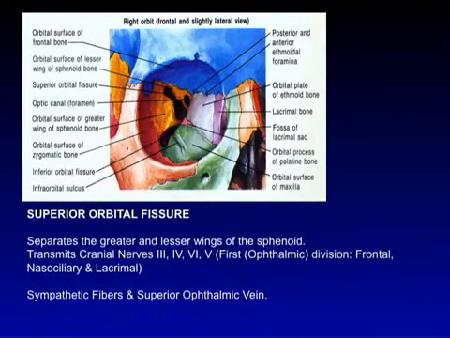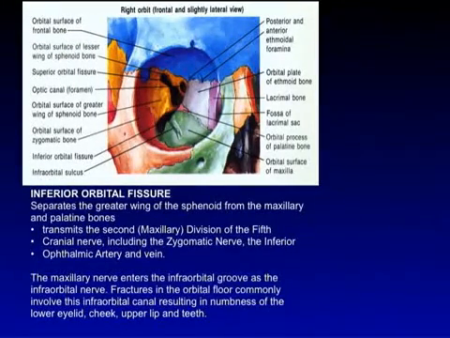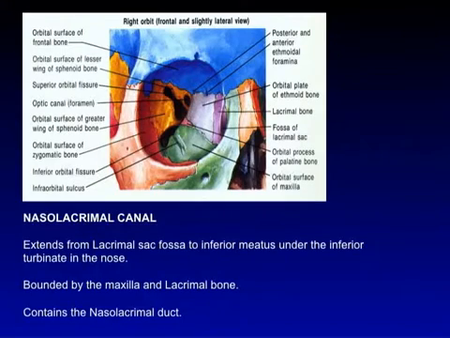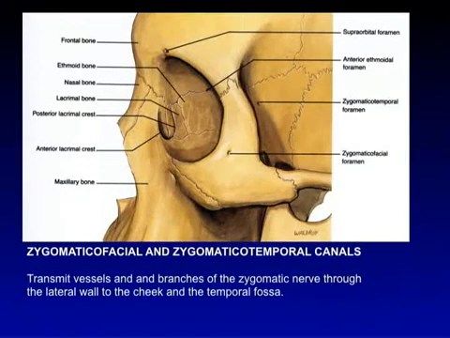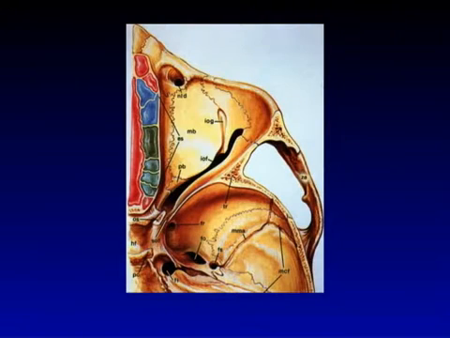It's also important to know the contents of the superior orbital fissure, the inferior orbital fissure as well, and the nasolacrimal canal, which extends from the lacrimal sac fossa to the inferior meatus under the inferior turbinate in the nose, which a lot of you have seen in surgery. That's another question they like to ask, for example, in patients that have congenital obstruction of the valve of Hasner. And then the zygomaticofacial and zygomaticotemporal canals. And it's good to familiarize yourself with the different sections in the anatomy.